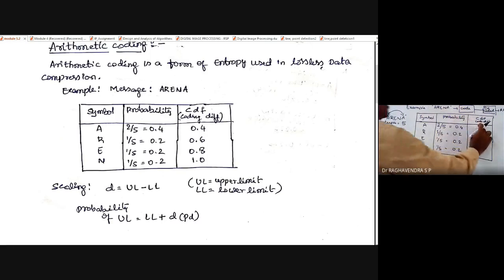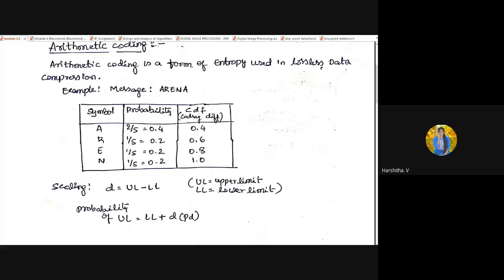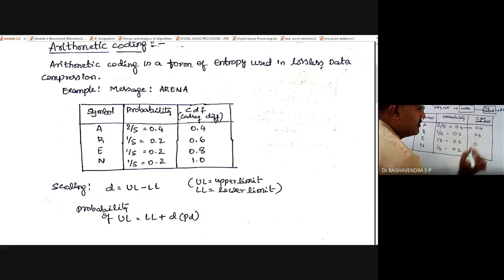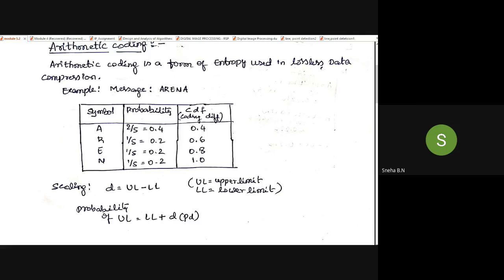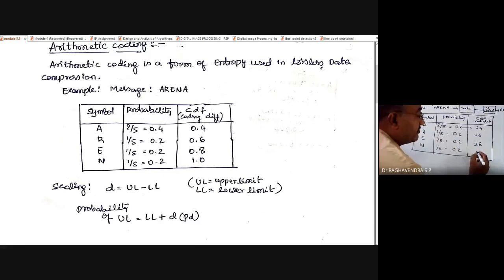Next, for the CDF, you first take the value of the first character as it is, that is 0.4, then you sum up the values for the next ones. 0.4 plus 0.2 is 0.6. 0.6 plus 0.2 is 0.8. 0.8 plus 0.2 is 1. So this is the table.